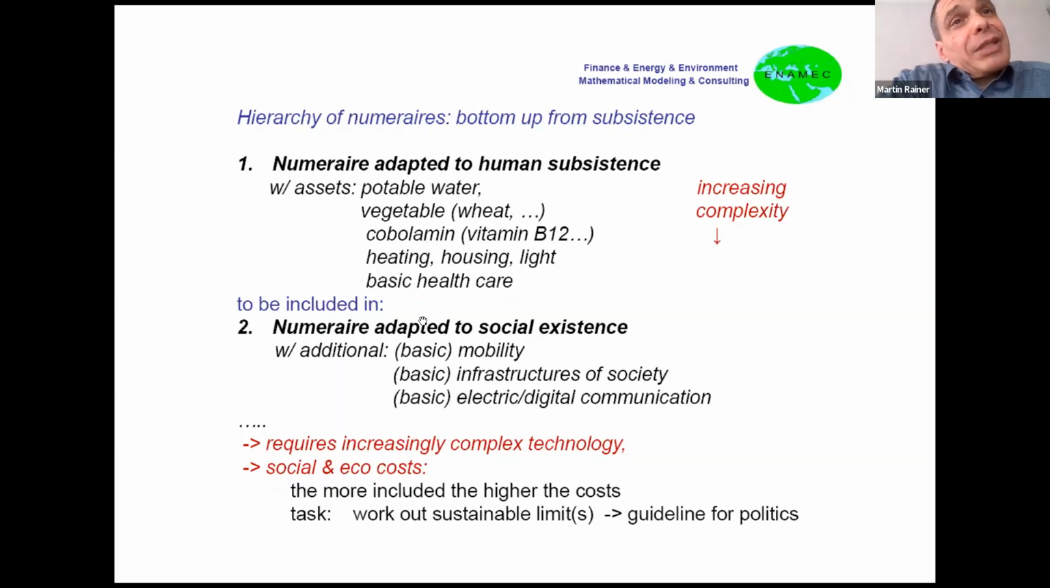So I can consider the next level. I can say, okay, I want more. And then, of course, this should be included in the numeraire. And I also have more requirements for a real social existence. I need mobility. I need infrastructure of society, electrical, digital communication, excuse me. And of course, the more I require, and the more industry I need, the more complex technology I need, and the higher are also the social, economical, and ecological costs. It means the more I include, the higher are the costs. And of course, it's also one of the tasks to work out the sustainable limits, what I should put in here.